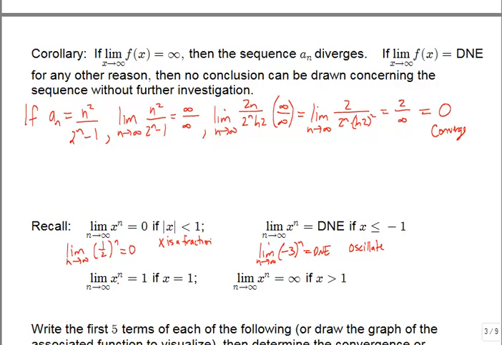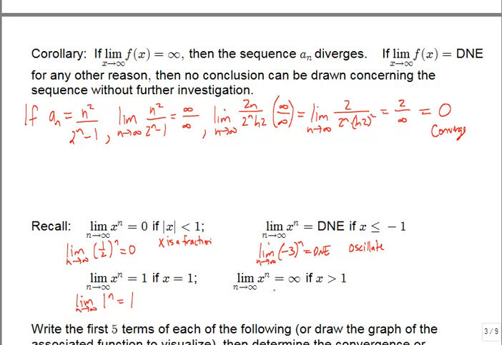What happens if your base is 1? Well, then the limit as n goes to infinity of 1 to the n is just going to equal 1. Your sequence will be 1, comma 1, comma 1, comma 1, and so forth for every term. So obviously that's going to converge to 1.